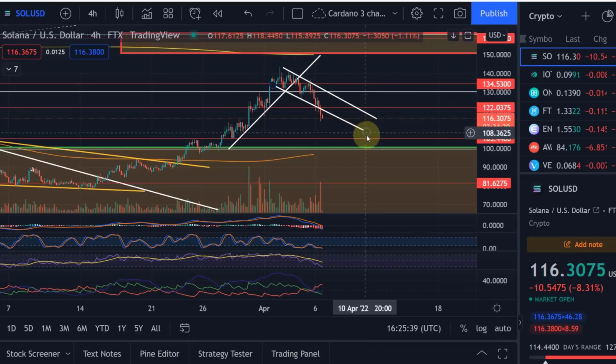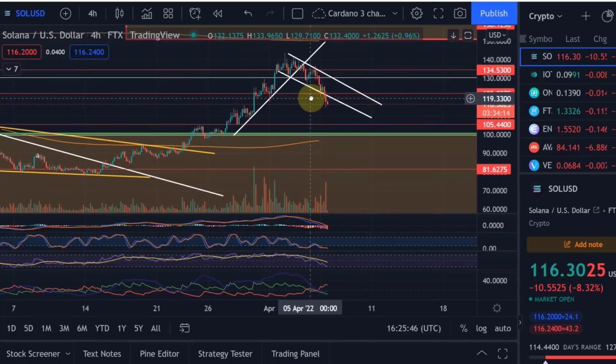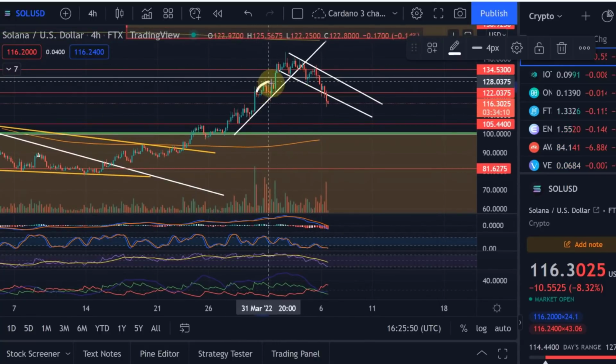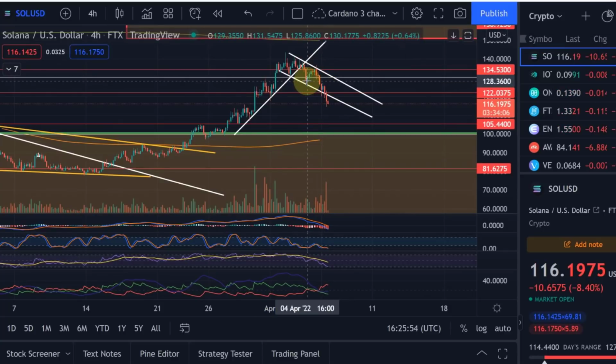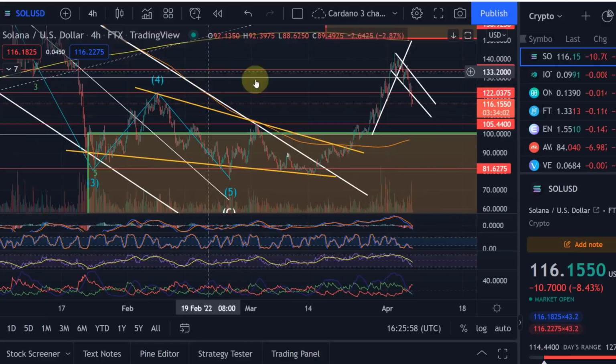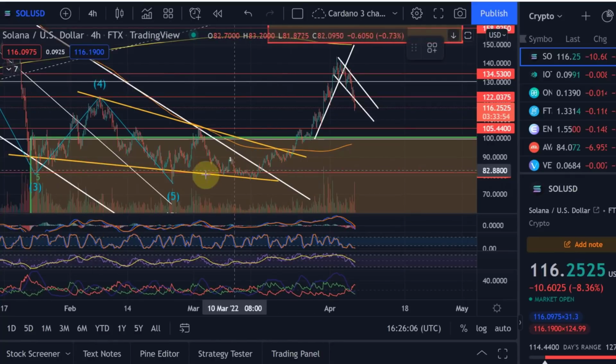We were in this channel. Now this channel has been broken to the downside, and the $122 level, which was a very important support, has now been broken. I also showed you in the previous video this potential head and shoulders pattern. Now this is all playing out in terms of the patterns and the Elliott wave count, because in terms of the Elliott wave count, we already expected a drop up here. So this hopefully prepared everybody for what is coming at the moment.